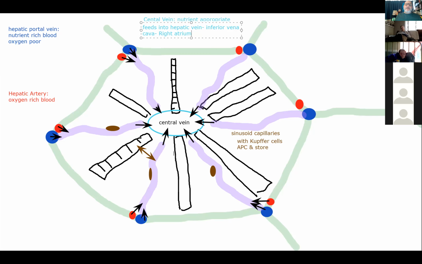But these hepatocytes are not underachievers. Definitely filtering the blood is a full-time job. However, they like to be well-rounded. They like to have hobbies as well. And one of their favorite hobbies is to make bile. So let's not forget that these hepatocytes need to be making bile. They're constantly making bile.